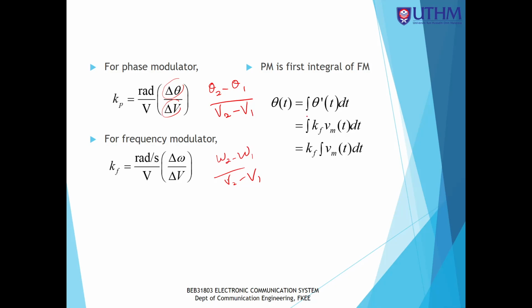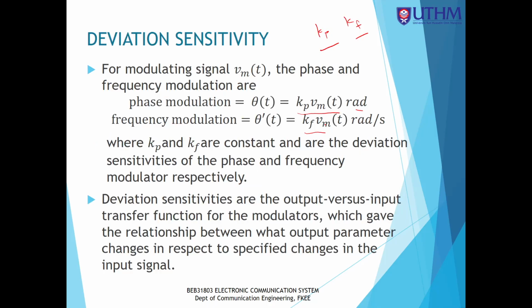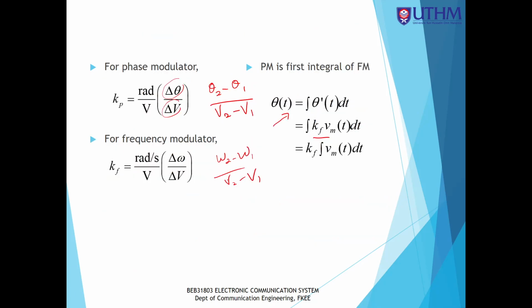If you put this inside the theta t equation, theta t is the integral of theta prime t, so the integral of Kf Vm(t). How do we get Kf Vm(t)? It is given from the previous slide, theta prime t. Since Kf is a constant parameter, we can put it outside, and do the integral of Vm(t) dt over time.